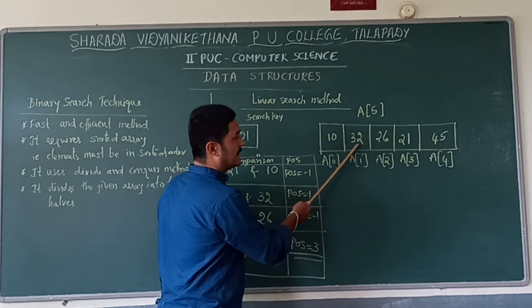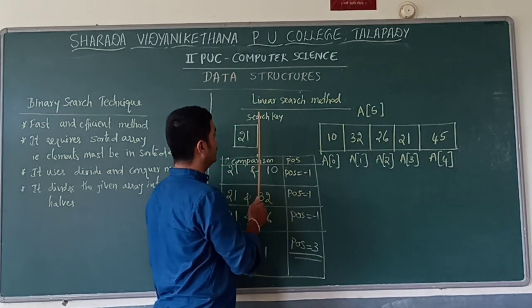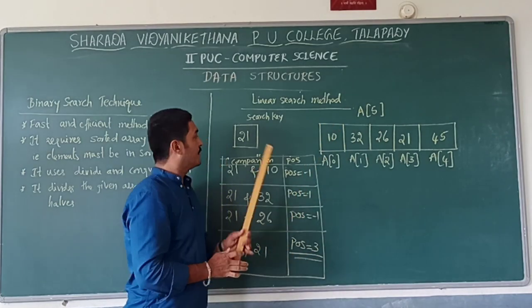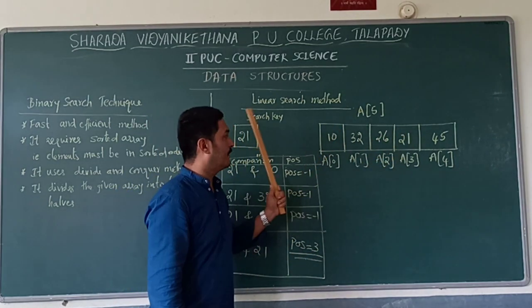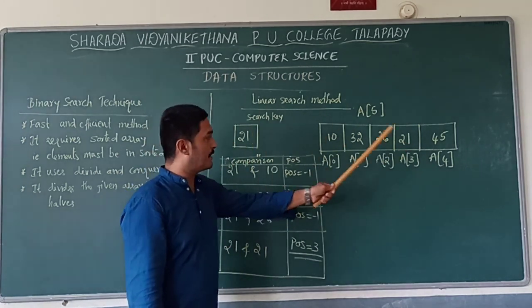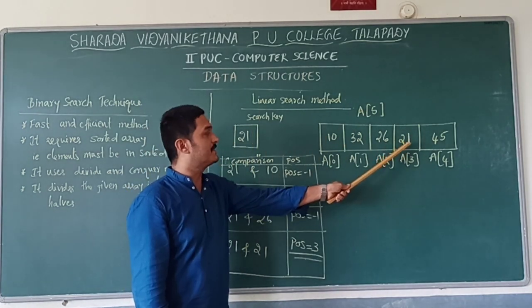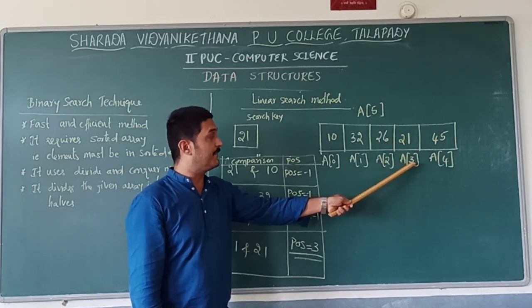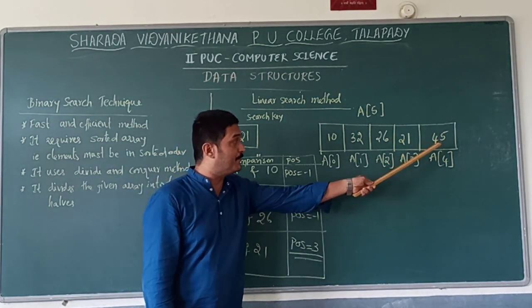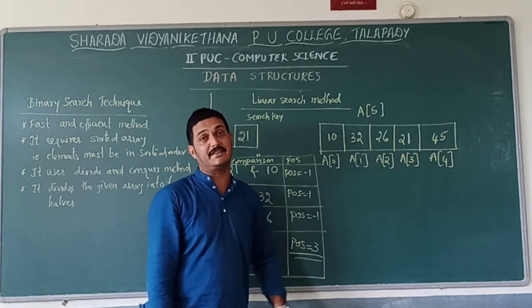21 is compared with 32, which is not equal. 21 is compared with 26, and then 21 is compared with 21 itself. The elements are equal, so we note its position. Its position is 3, so it comes out of the loop. There is no need to check the last element.